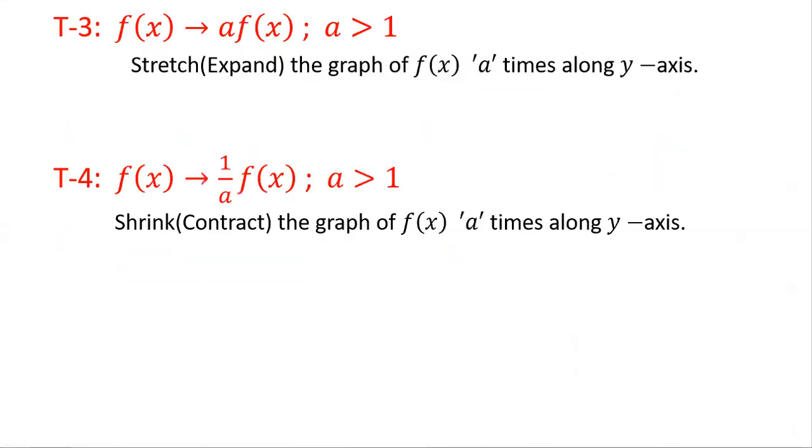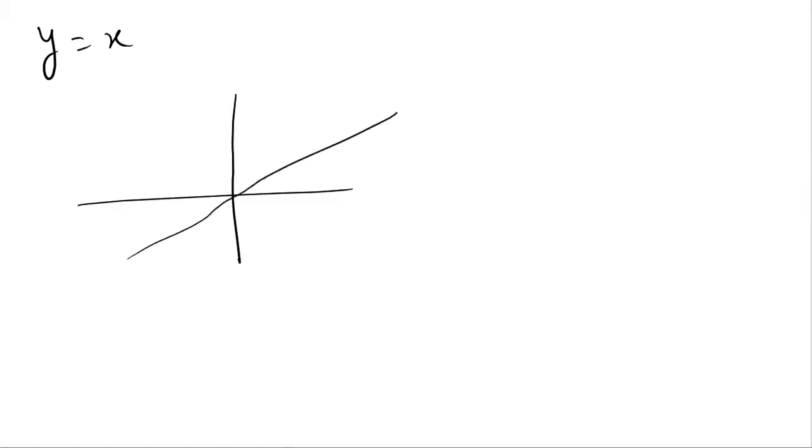Now we'll go to the next transformation, that is a times f of x, and 1 by a times f of x. Now to plot this graph, I will consider one easy example so that you can understand properly. Let me consider one graph as y equal to x. We all know the graph of y equal to x. This is the straight line graph, y equal to x.